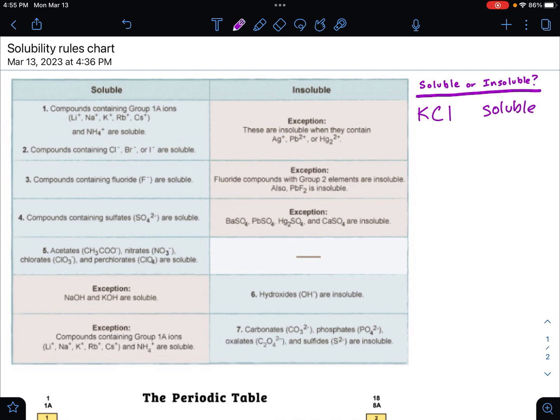All right, let's do another one. Silver chloride. Take a moment. Feel free to pause the video if you need to. Now, chloride, that's soluble. It has chloride, so maybe it is soluble. But silver is one of the exceptions. So in this case, it's actually going to be insoluble.